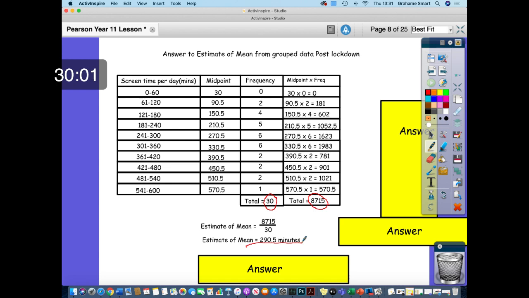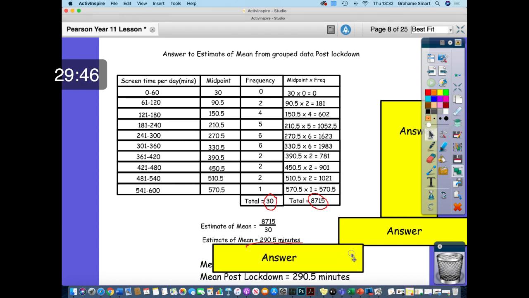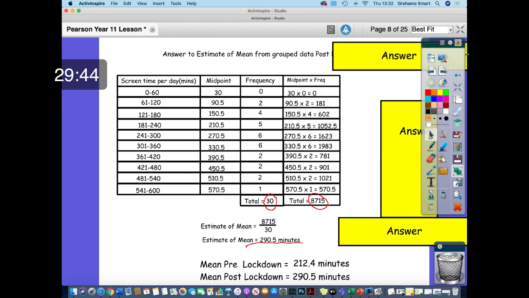So the next thing is, you've calculated your pre-lockdown estimate of the mean, and now you've calculated your post-lockdown estimate of the mean. How much do they differ by? Did it go up? Did it go down? What did you expect to happen? I expect most of you thought it would go up, and it has. The mean pre-lockdown was 212.4 minutes, and the mean post-lockdown was 290.5 minutes. So you can see a significant increase, just under 80 minutes, and that's significant.